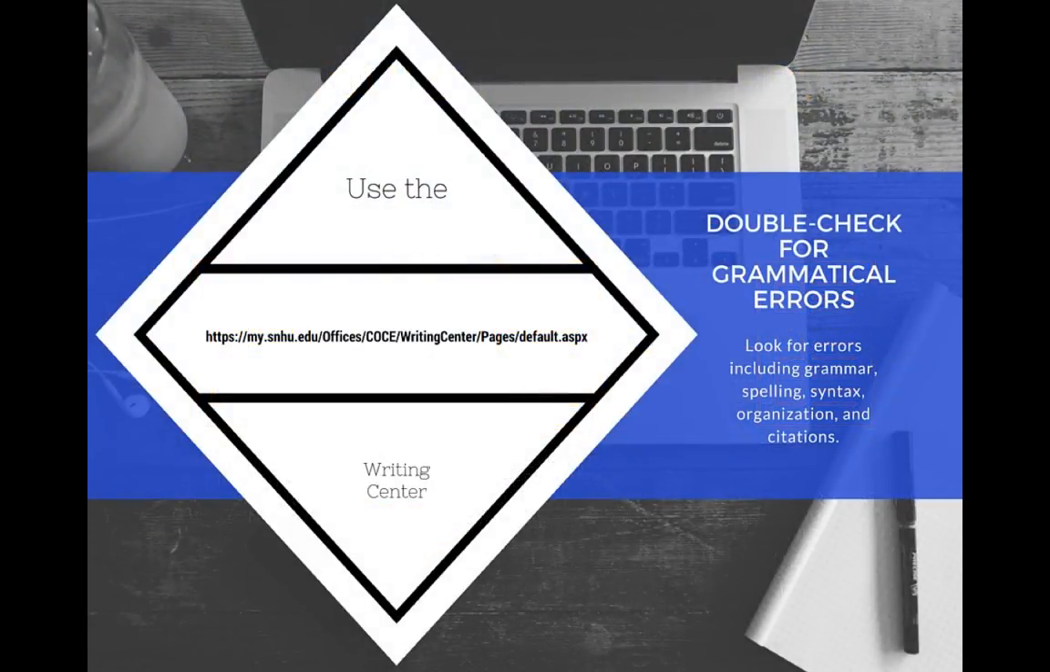Once you have these elements in place, don't forget you can use the Writing Center to double check for grammatical errors. Use them to look for errors that include grammar, spelling, syntax, organization, and citations. They're a great resource, and they'll also be really good for helping you identify if your argument is coming through clearly within your paper.